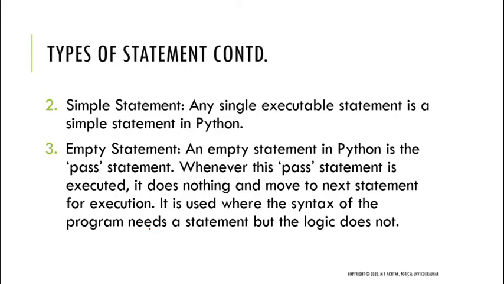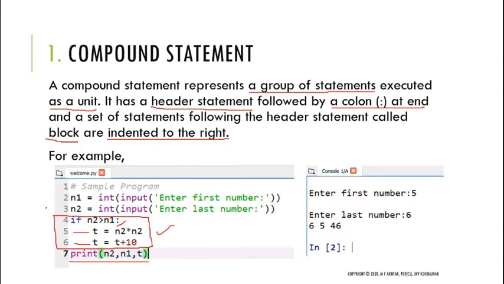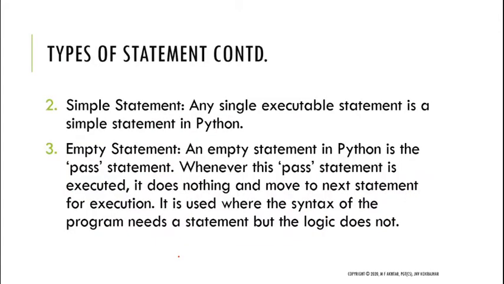The next type of statement is the simple statement. A simple statement is nothing but a single executable statement. Each and every statement is a simple statement in Python. See, these are the statements: the first statement, second statement, third statement are simple statements. The last one, the seventh statement, the print statement, is also a simple statement. It executes and gives some results. Now, the third type of statement, the empty statement.